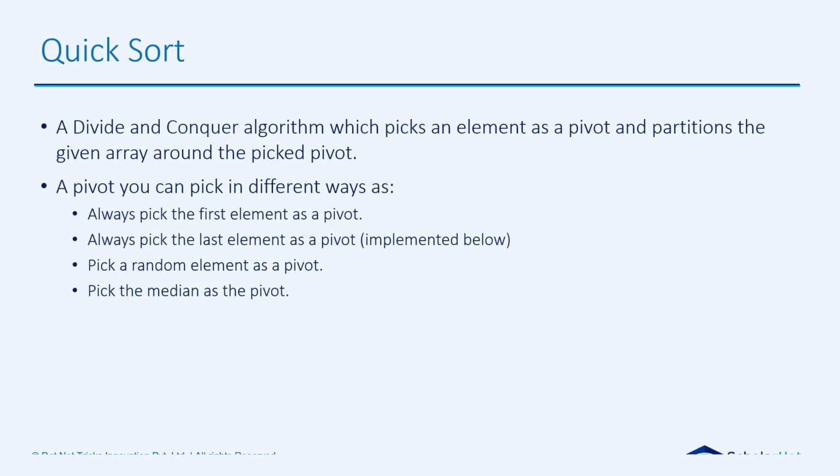So next up, we're going to learn about the quick sort. Quick sort is a divide and conquer algorithm which picks an element as a pivot and partitions the given array around the picked pivot.